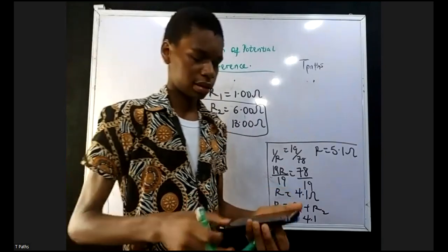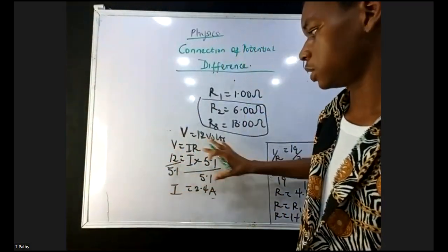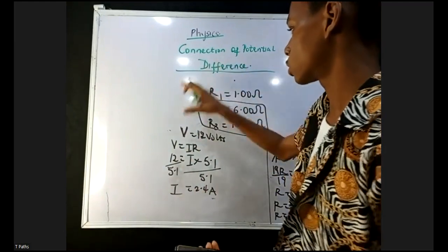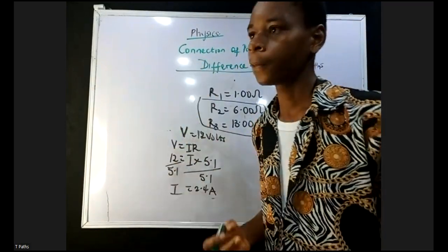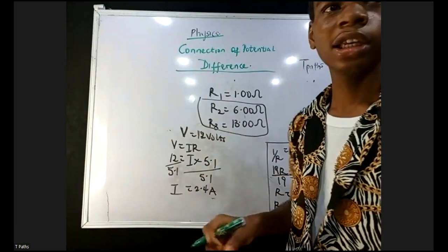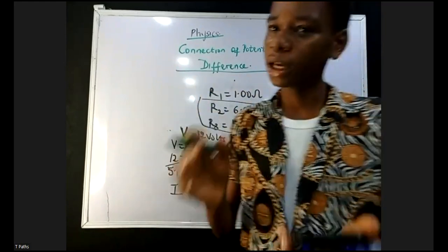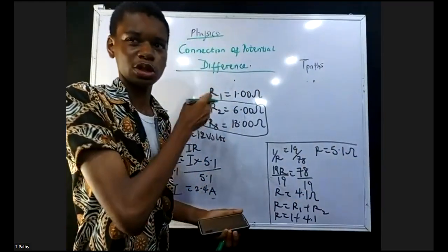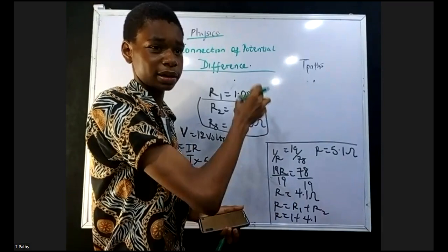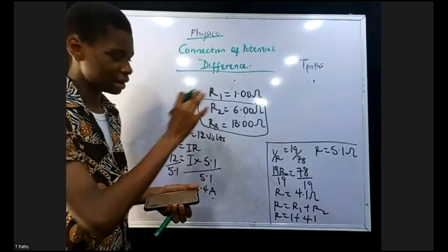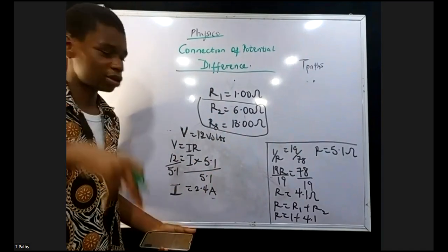Now, here is something you have to note. When resistors are connected in series, the current passing through the source is the same as the current passing through the resistors connected in series. I'll say it again. When resistors are connected in series, the current passing through the source will be the same as the current passing through the resistors. But when they are connected in parallel, the current passing through the source will be different from the current passing through the individual resistors connected in parallel. But for series, it is the same. So my I, the electric current passing through the circuit, is 2.4.